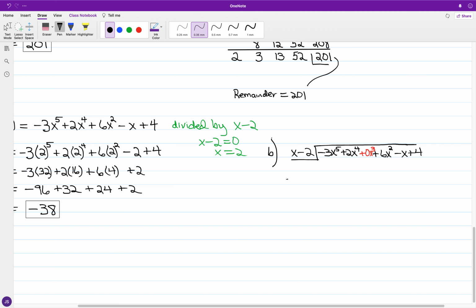And again, for synthetic division, you have the 0 of x minus 2. Okay, so you have 2. And for the coefficients, I have negative 3 and 2. Then we have 0 for the missing cubic term. Then we have 6 for x squared, negative 1 for minus x. Then we have plus 4.